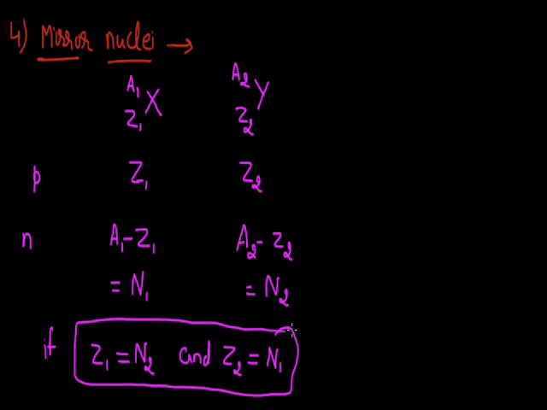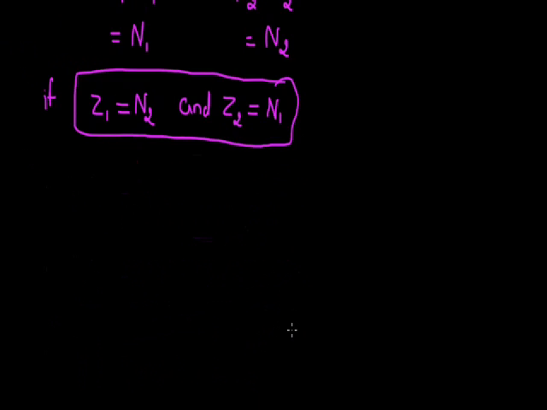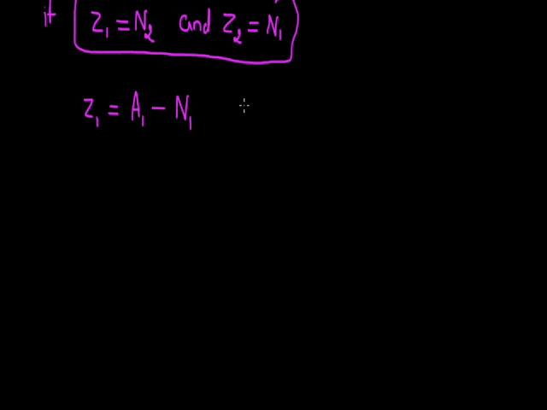Now if I find the relationship between the mass number of these two nuclei, then the atomic number of the very first nucleus, Z1, can also be written as mass number A1 minus the number of neutrons contained in the very first element, indicated by the symbol N1 here. Since from the relationship required to be mirror nuclei, we have seen that this Z1 should be equal to the number of neutrons present in the second nucleus, that is N2. This can be marked as the very first equation.